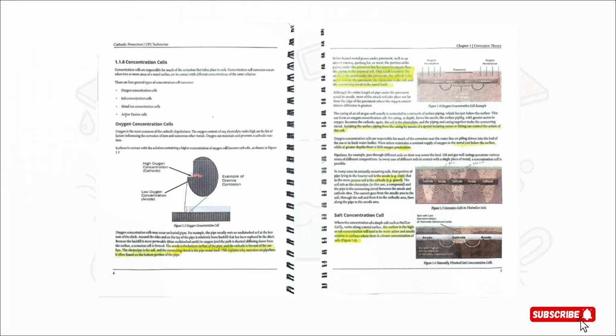Let's look at the most common type, an oxygen concentration cell. The rule here is simple. The area with less oxygen becomes the anode and corrodes. This is exactly why a crevice, which is starved of oxygen, will start to rust first.